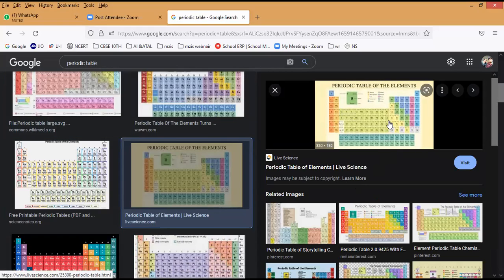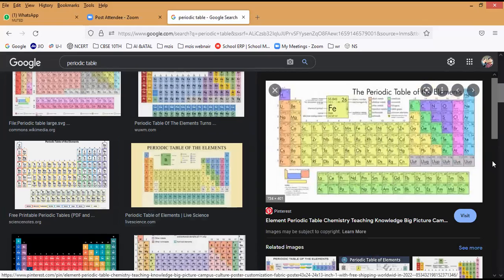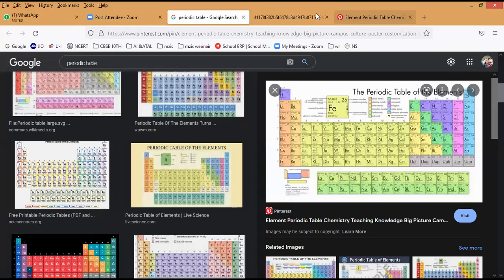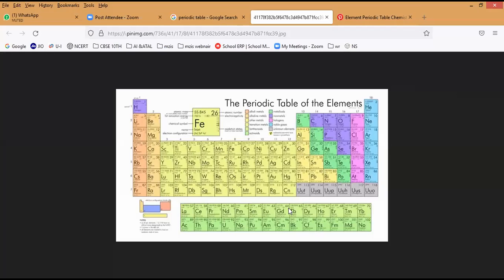You can see this clearly, all of you. Or else you can see this picture. It will be more clear. I'll try to open it. Yeah, here you see. Can you see here, everybody? Boron, silicon, germanium, arsenic, antimony. Antimony symbol what? Sb. Tellurium and polonium. These are called what? Metalloids.